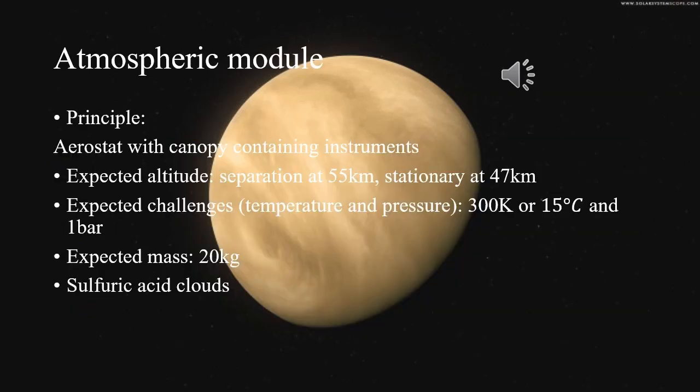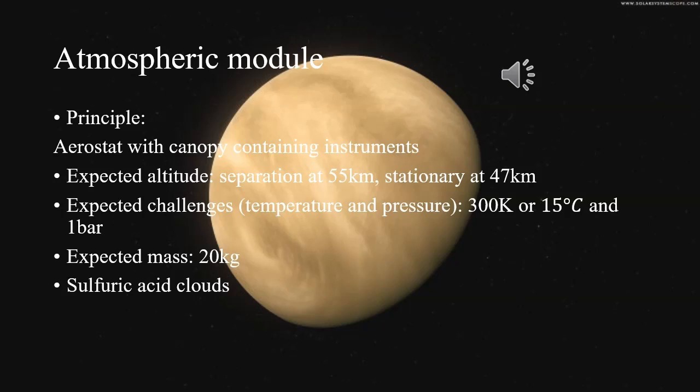Now we are going to talk a little bit about the first part of our landing module, mainly the atmospheric module. This is an aerostat or a balloon with a canopy attached which contains the measurement instruments. The balloon is expected to be deployed at 55 kilometers of altitude and it will remain stationary at 47 kilometers.